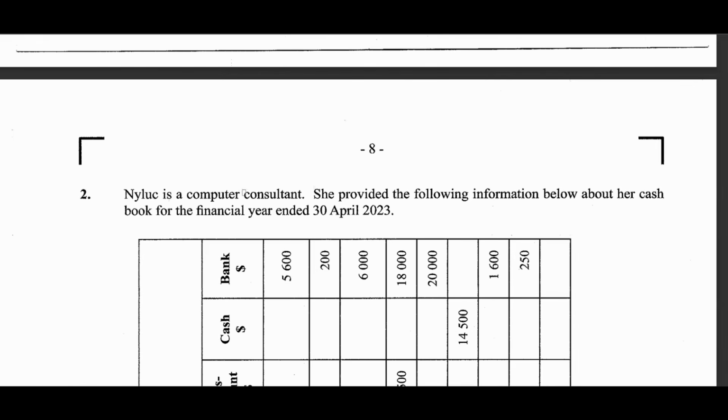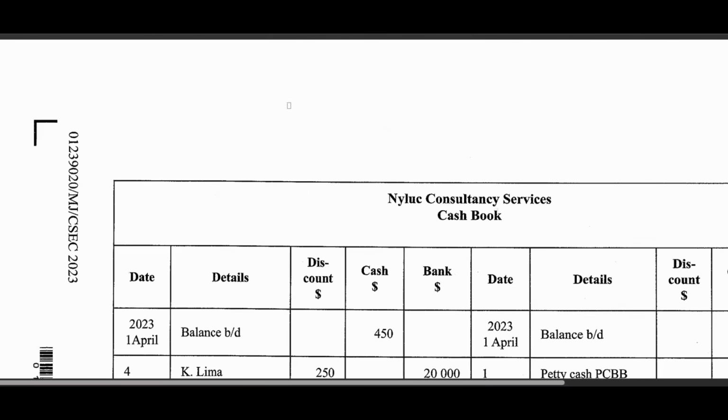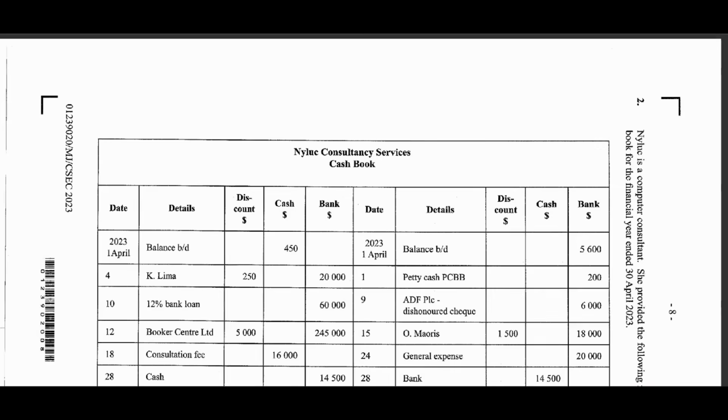Now, Nyluk is a computer consultant. She is provided with the following information about her cash book. So here we have a cash book, guys. Let's check this cash book out. Just flip it around here. Let's have a look at the cash book.